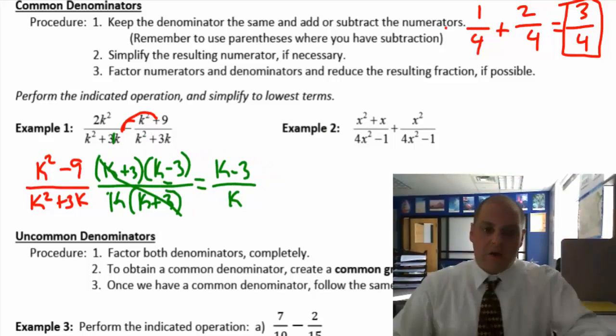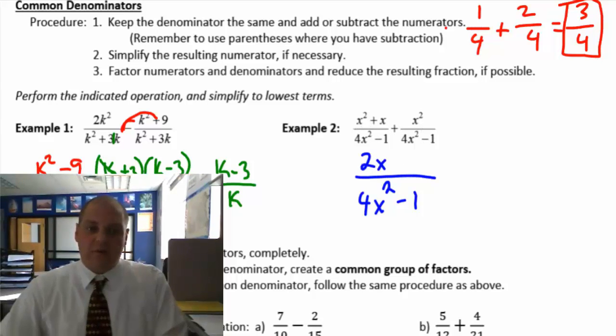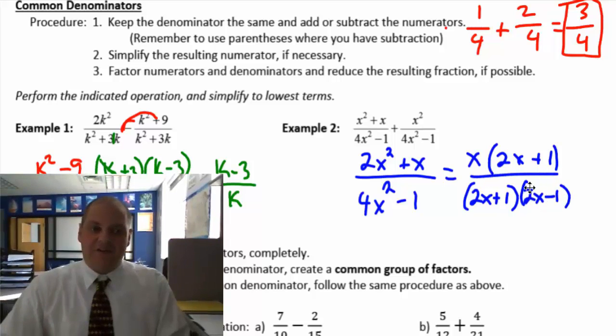Alright, so for example 2, again we have a common denominator, 4x squared minus 1, that's our common denominator. On top we have x squared plus x squared, which is 2x squared plus x. And that's going to be x times 2x plus 1. And this is going to be 2x plus 1, 2x minus 1. This should be quick. We've done a lot of factoring this year, guys. So hopefully we're seeing those factors rather quickly. We're reducing to 1 here.